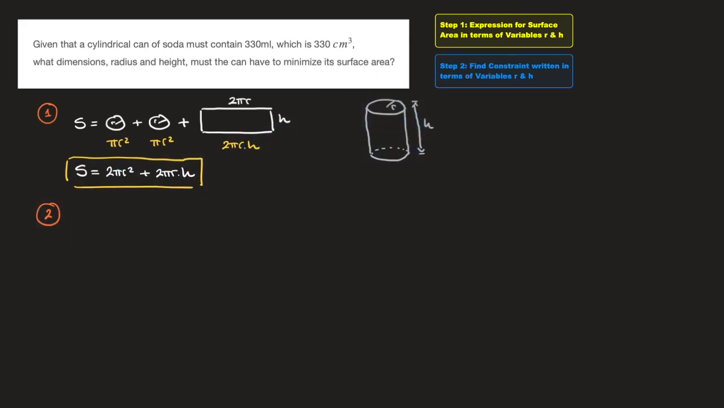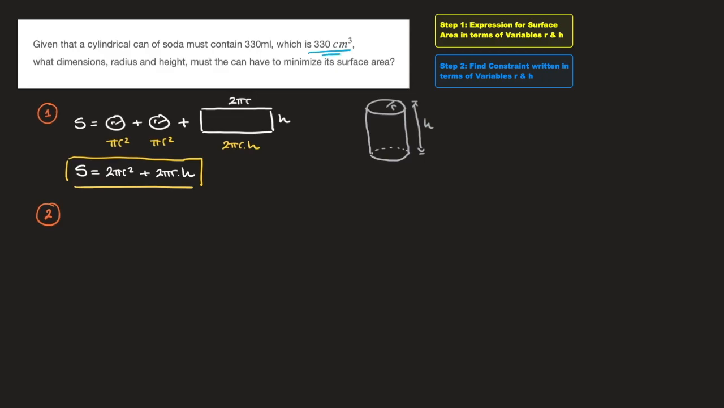Now, when I say constraint, you can think of it as what's the limitation. And in this case, we're trying to minimize the surface area. So when I say limitation, ask yourself what's stopping us from making the surface area equal to 0. And as we read through the question again, we quickly see that the only limitation we're dealing with here is the fact that the volume of this cylinder must equal 330 cubic centimeters.